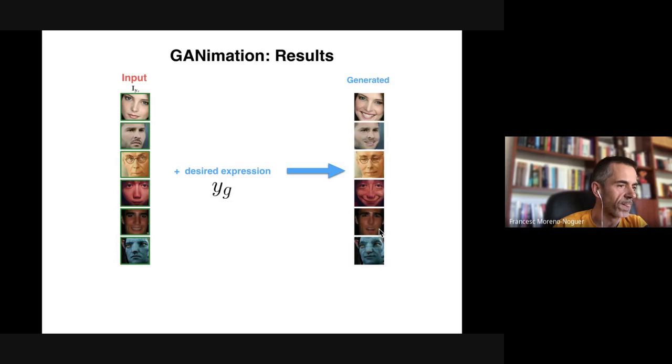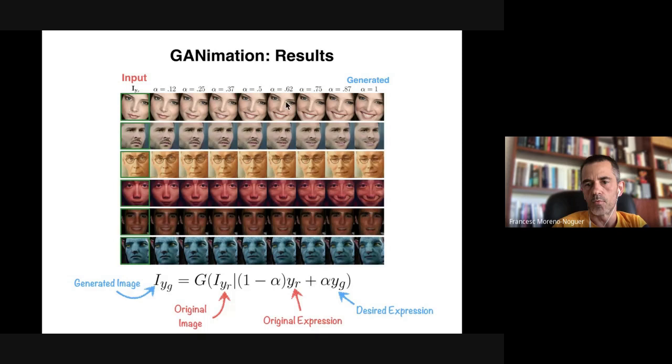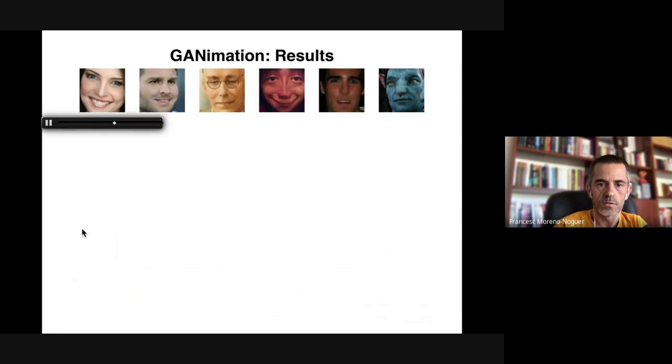And the cool thing of this representation is that we could smoothly transition between the input image and the generated image. If we linearly interpolate between the input expression and the desired expression, we can smoothly transition between the input and the output in a very realistic manner. So if we put these images in a video, in short videos, you'll see that the transition is actually very, very realistic. Even in the first case, you see how the teeth appear when the person smiles, right?